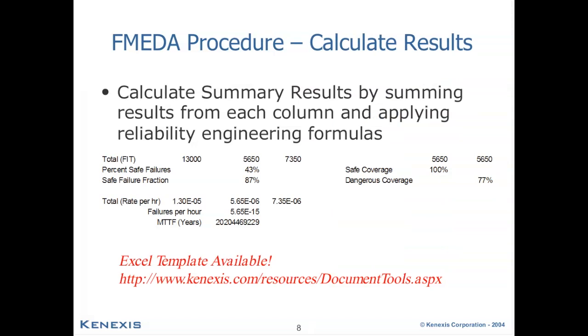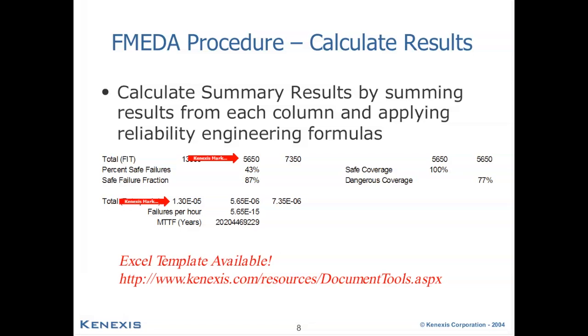Okay, and then finally, all we do after we perform this systematic process for each component and each failure mode is carry everything down to the bottom. So we took the failure rate column, added up all the numbers to come up with a total failure rate, 13,000 FITs, or 1.3 times 10 to the minus 5 failures per hour.